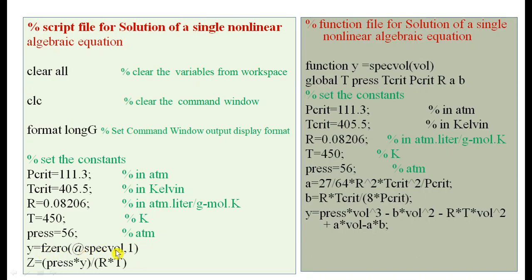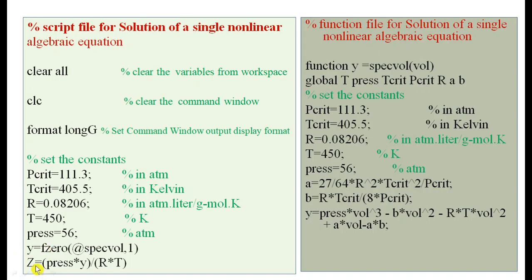What is the significance of this line? We want to calculate a variable. Here we can write anything. We can write V also, but I have written y. So y = fzero, where fzero is the command syntax. Then @specvol is the function file, which we want to save with the same name. Then 1 is nothing but the initial guess. We should have an initial guess for any variable which we want to find out. The variable may be anything; it can start from zero also.